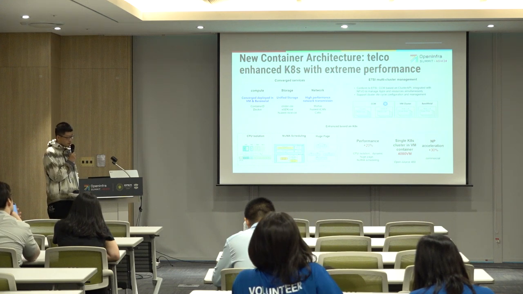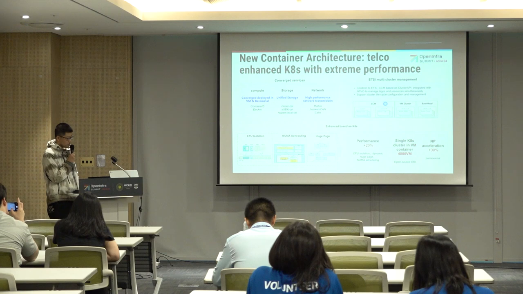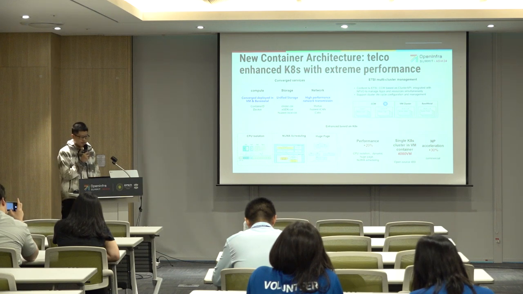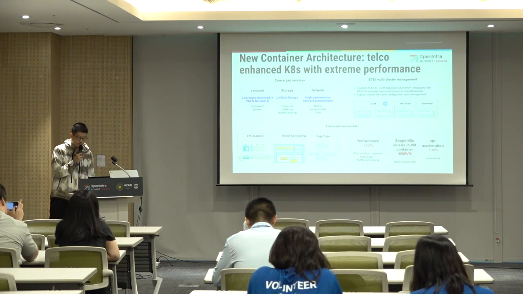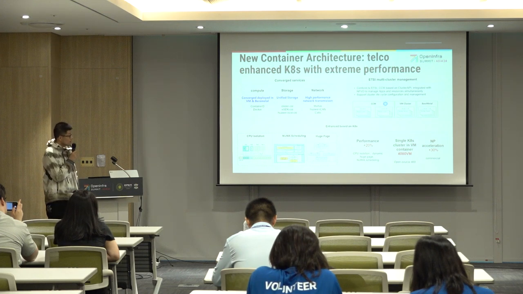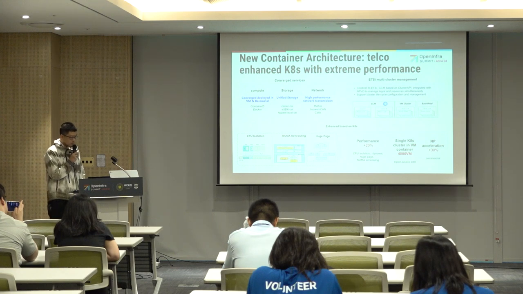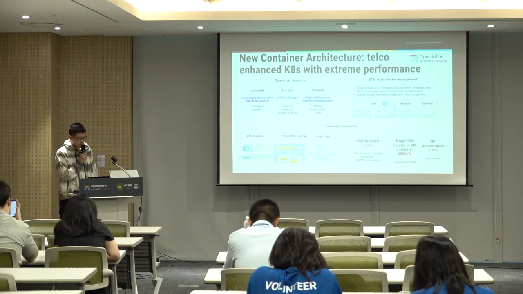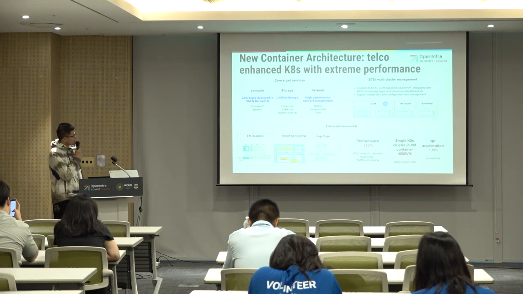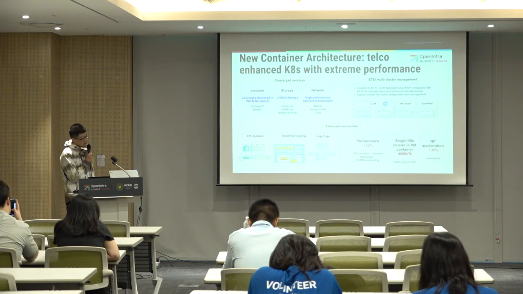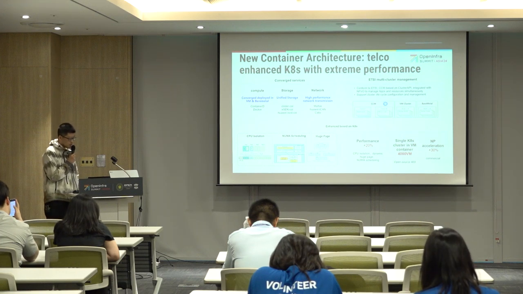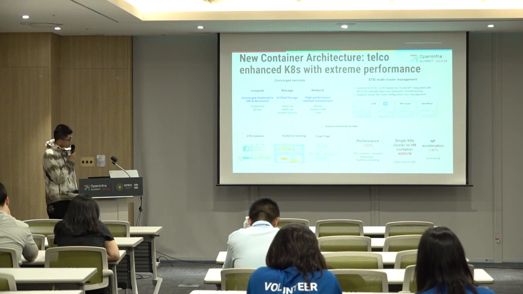For the new container architecture, we will introduce some enhancements based on the Kubernetes ecosystem to achieve extreme performance, and that's the key value we provide to the customer. First, we converge our services, including compute, storage, and network. For the compute part, we can use both virtual machines and bare metal in the same solution. For storage, we use unified storage for multiple resources.